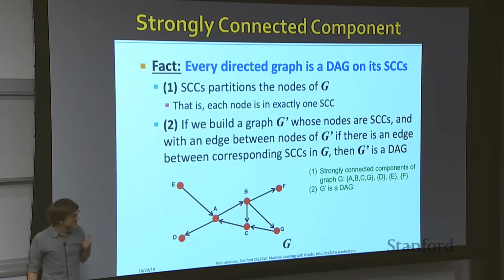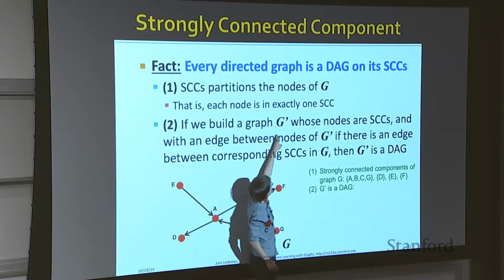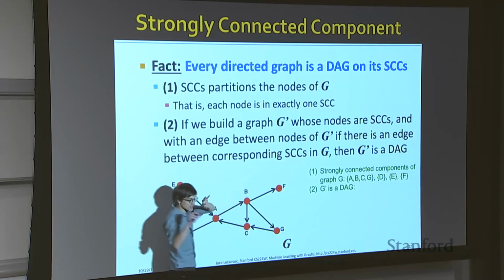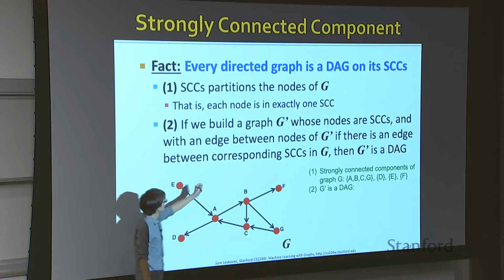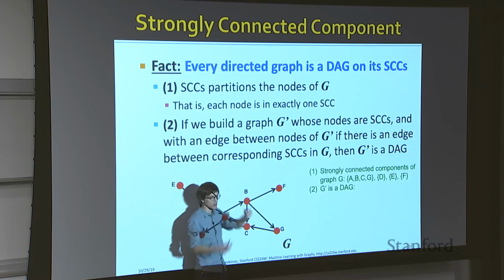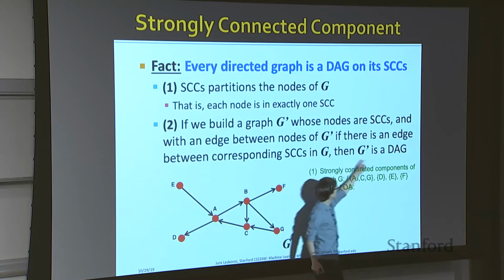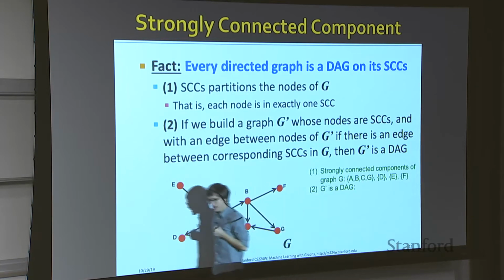And now the second claim is that if I build a different graph, let's call it G prime, whose nodes are strongly connected components, and there is an edge between the nodes of G prime if there exists an edge between the corresponding nodes in the strongly connected components, then this G prime is a directed acyclic graph.